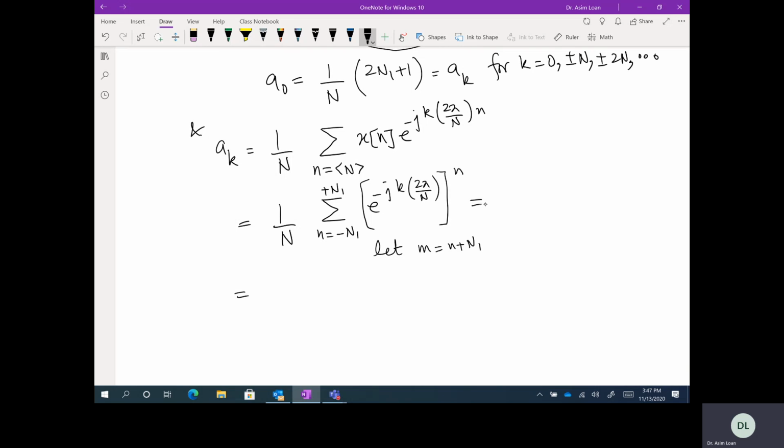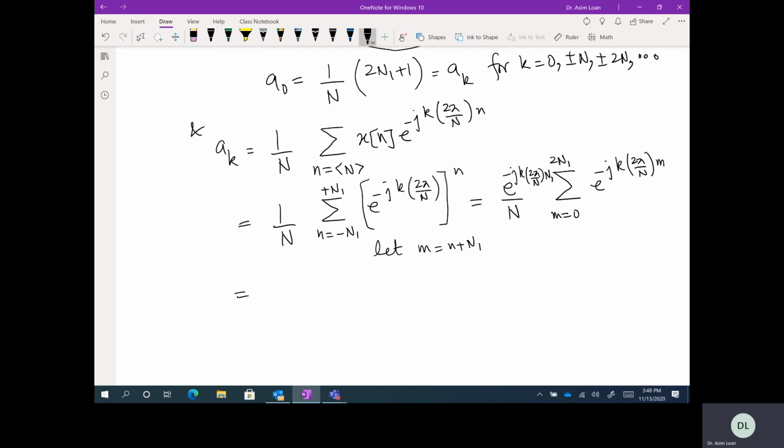If I do that, this will become 1 over n, and this will be a sum. When n is equal to minus n1, m is equal to 0. And when it's this one, this will be equal to 2n1. This will be e to the minus j k 2 pi by n, and this n becomes m minus n1. So I take out e to the minus j k 2 pi by n into n1.